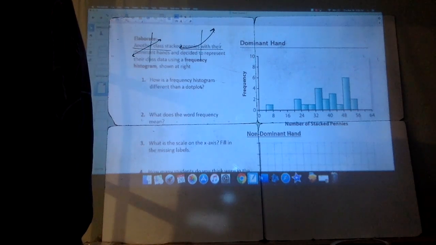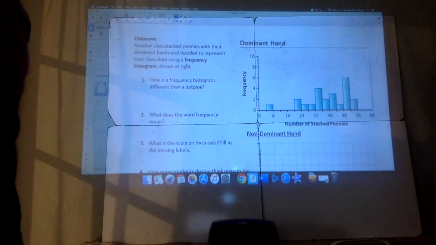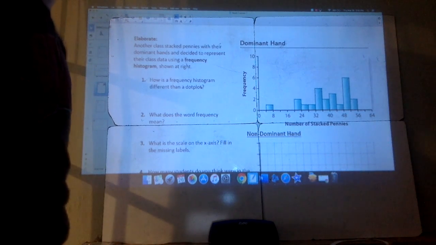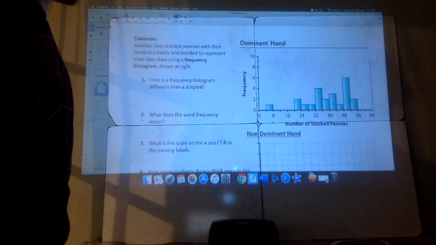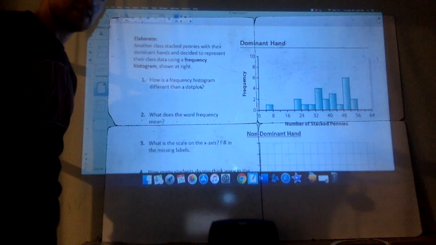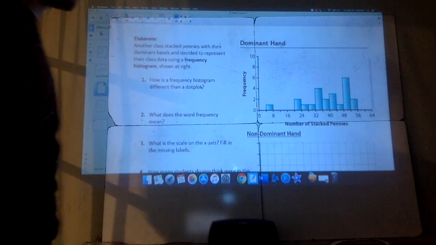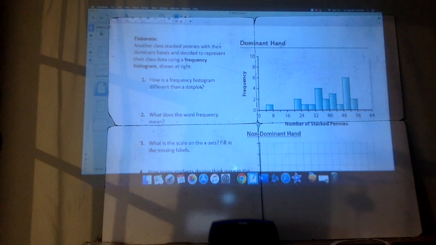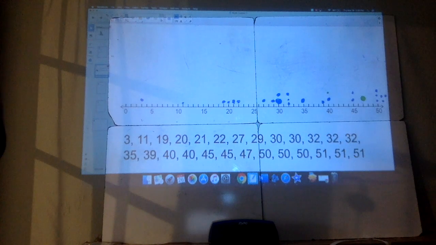So, moving on. A different class stacked pennies with their dominant hand and decided to represent using a frequency histogram. So we used a dot plot, but they used a frequency histogram shown at right. How is a frequency histogram different than a dot plot? Try to answer that yourself. What do you notice about this frequency histogram? What's similar and what's different between the frequency histogram and the dot plot? How does that graph relate to this dot plot?